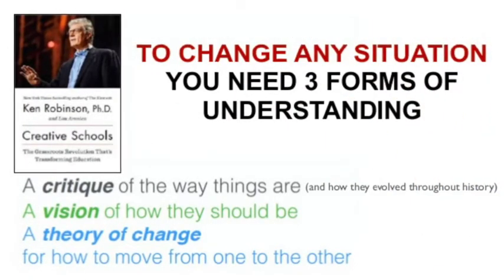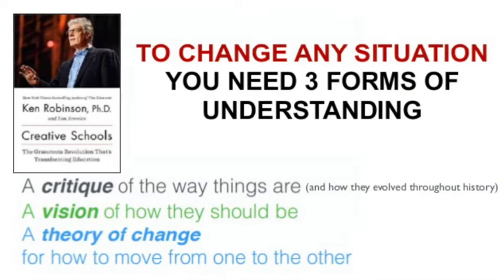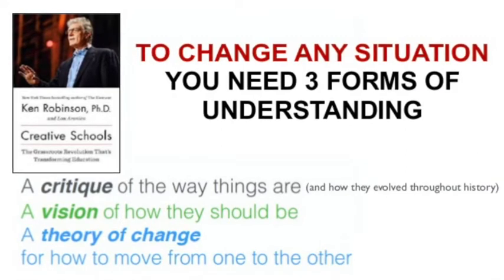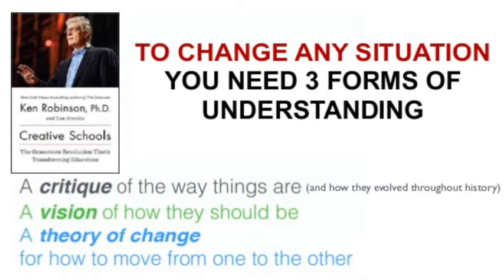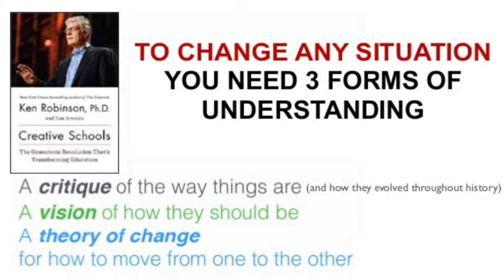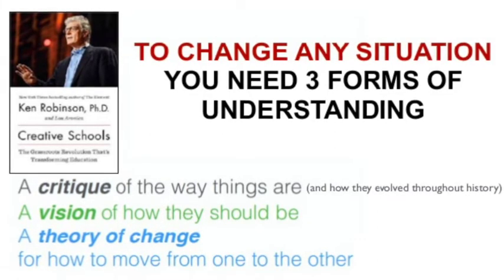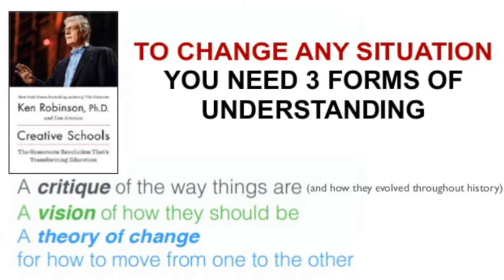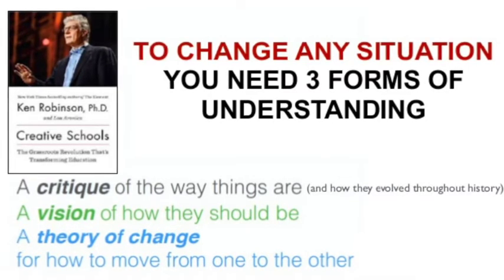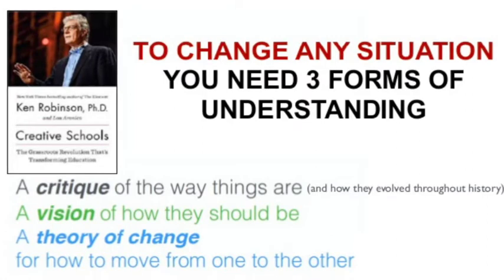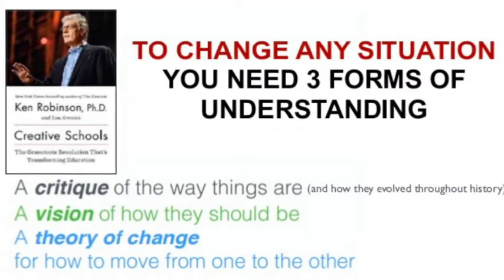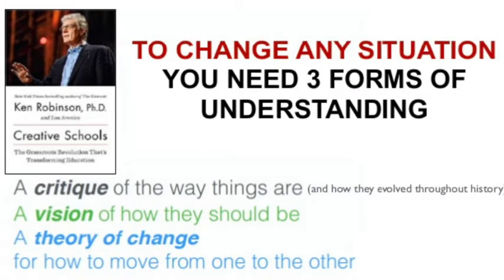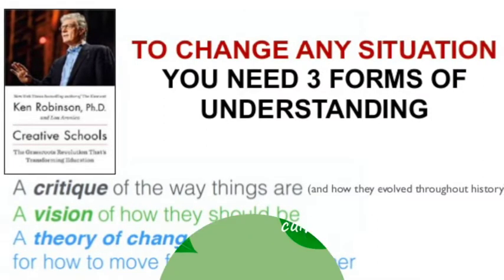To begin to transform an educational situation, whether starting in your classroom or redesigning a school system, 3 forms of understanding are put forth in this text: a critique of the way things are, a vision of how they should be, and a theory of change for how to move from one to another. Classroom facilitators can begin where they are to address these understandings. Brenda Durbin prompts us to know who our end users are and how best we can communicate with them.